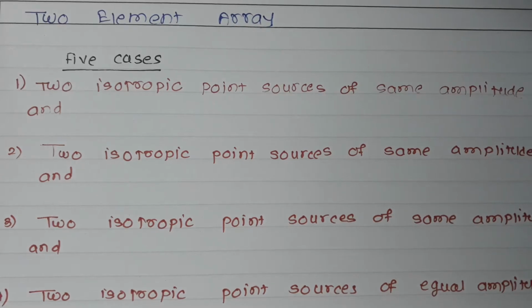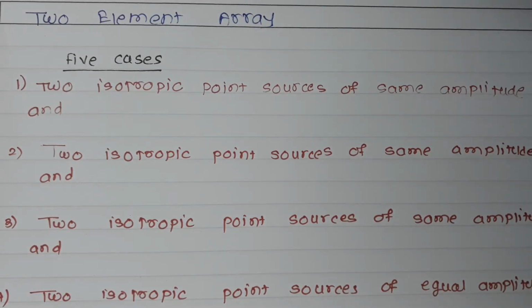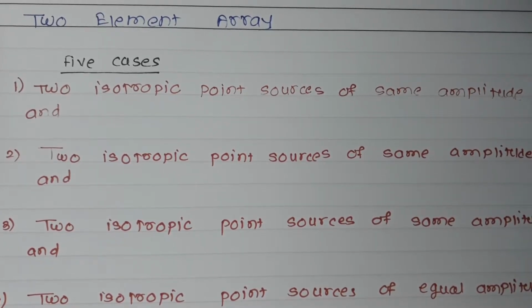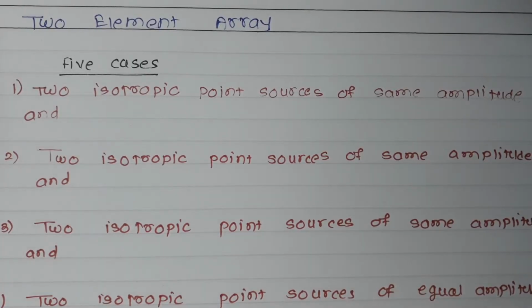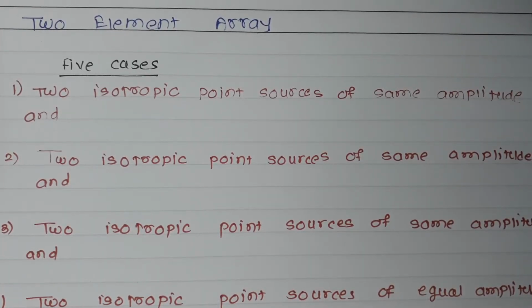All. In today's session we are going to talk about the two element arrays. Now the simplest situation for study is to use the two elements in the array. So each element we are considering here is a point source. So these 2 point sources 1 and 2 are placed along the x-axis, separated by a distance d and located symmetrically with respect to the origin of the coordinates.